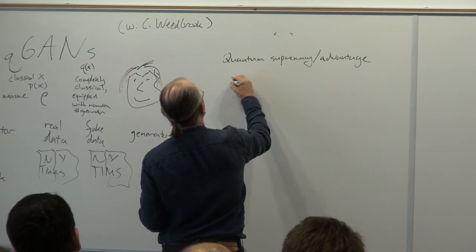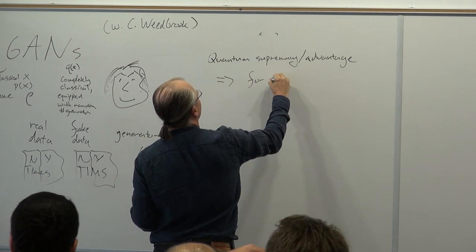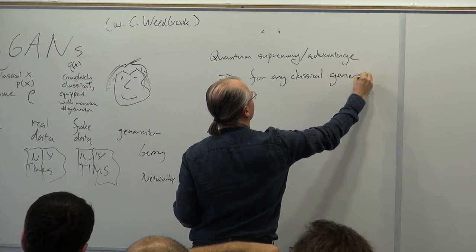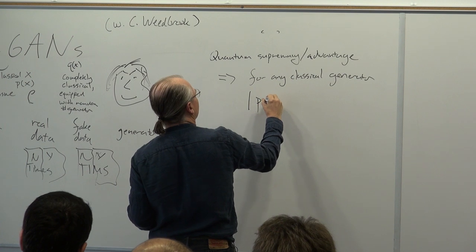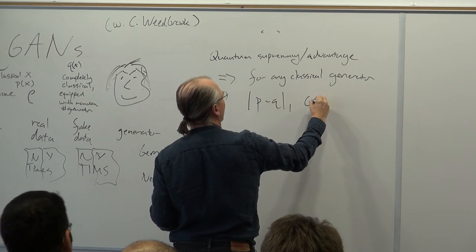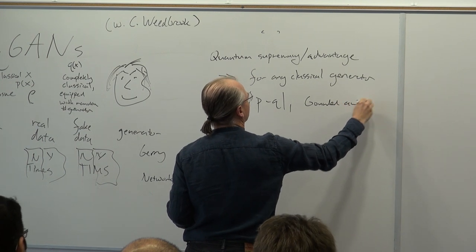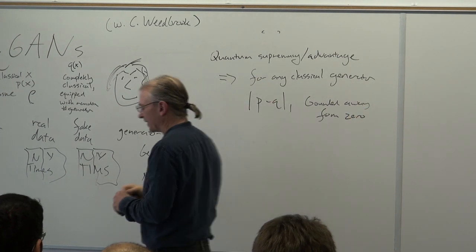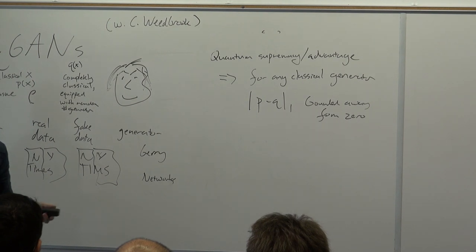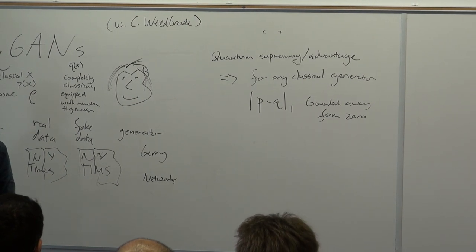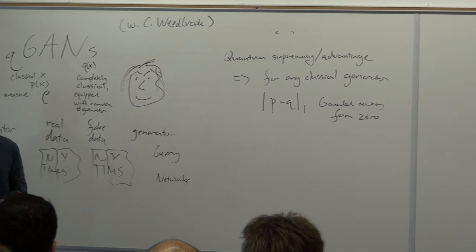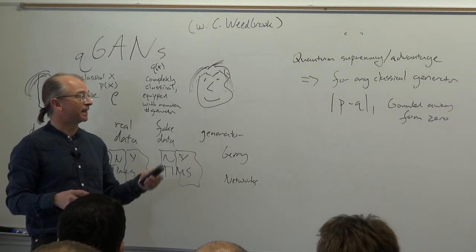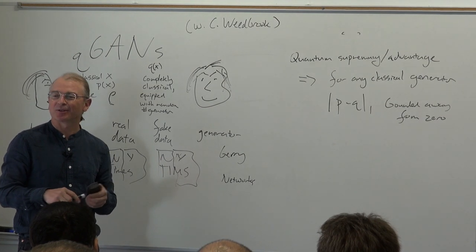This implies that for any classical generator strategy, P minus Q is bounded away from zero. There are lots of results on this; Scott is the one who's proved the most of them. It means the classical generator can't just generate the same distribution. With plausible assumptions of computational complexity, if there is a bound on the computational power of the classical generator, then he cannot generate anything that approximates P in any realistic fashion.